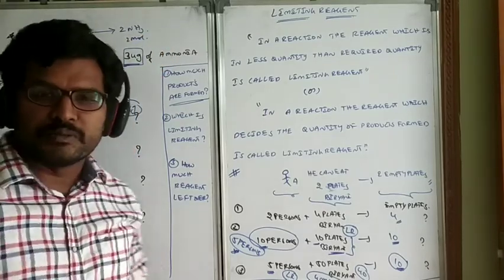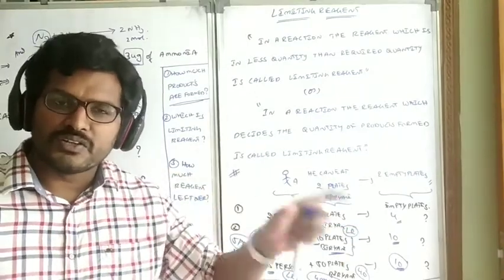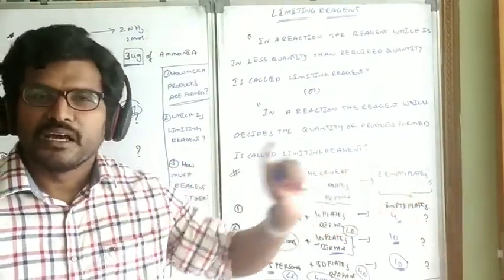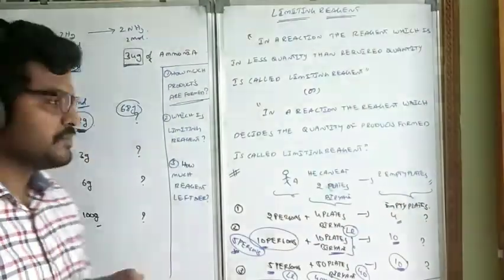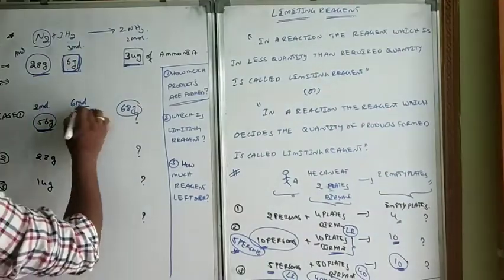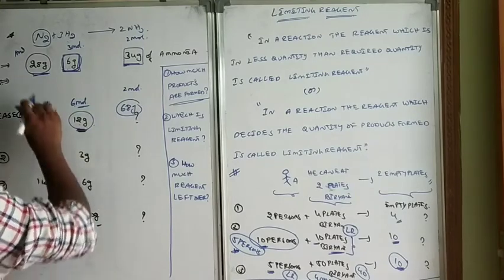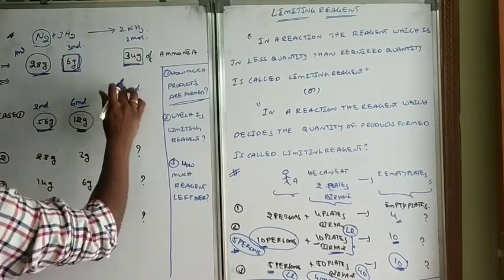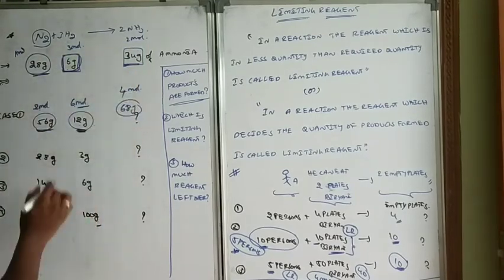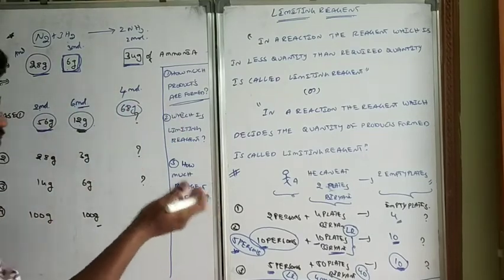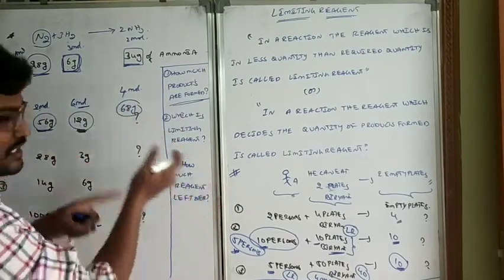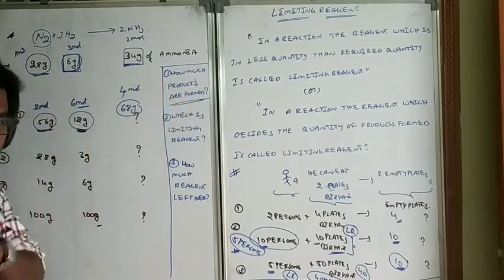What is mole concept means? I will make a different video, there I will be giving you complete data about the mole concept. So 6 moles, 2 moles will produce 2 moles, 1 mole produces 2 moles, so 2 moles will produce 4 moles of it, or 6 moles will produce 4 moles. Directly you can correlate with weights, or you can correlate with moles and you can calculate.